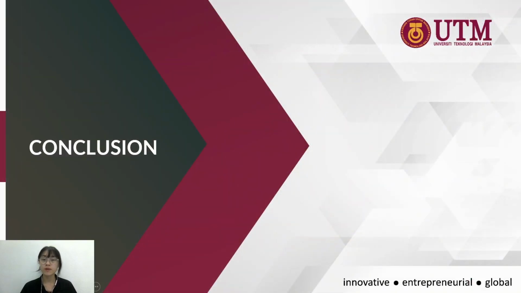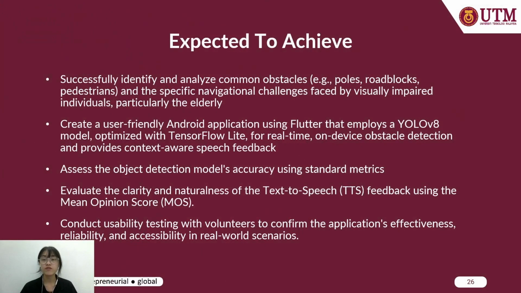So I will conclude my presentation with what is expected to be achieved in PSM2. First, I have successfully identified the core challenges faced by visually impaired individuals through our literature review and observations. I have pinpointed common obstacles like potholes, roadblocks, and pedestrians. And I understand the difficulties in detecting these barriers in time, especially for older individuals with reduced mobility.